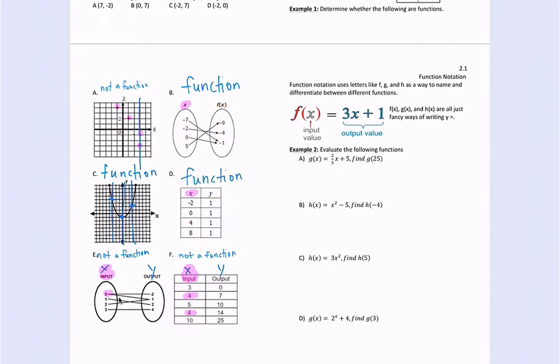Okay, mapping diagrams, like on B and E. On mapping diagrams, you always look at your x's and you make sure there's only one arrow off of each x value. That makes it a function. So if you happen to have 2 arrows coming off of your x value, it's not a function. And then table, you look at your x values. Make sure you look for cheating, repeating x's. If they're all different, it's a function. But if you have a number that repeats, like here, 4 and 4, not a function. Okay, so that's how you tell whether it is a function or if it's not a function.